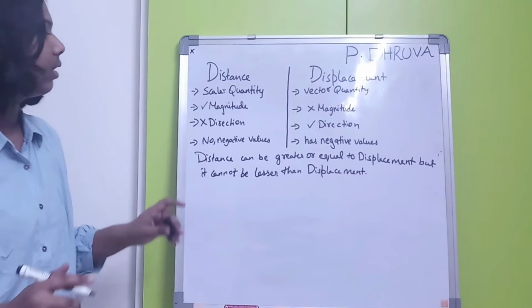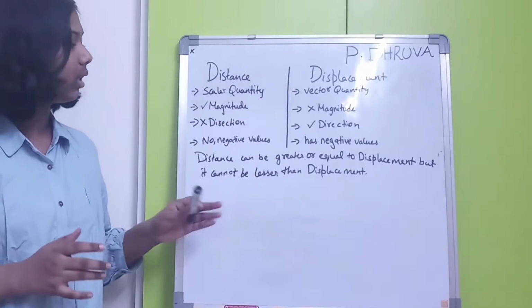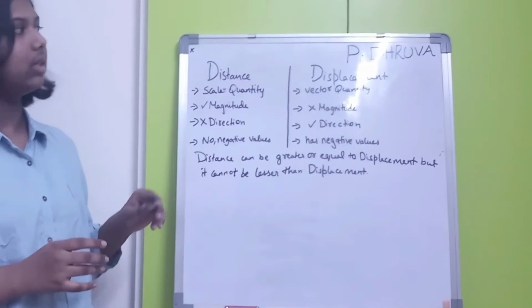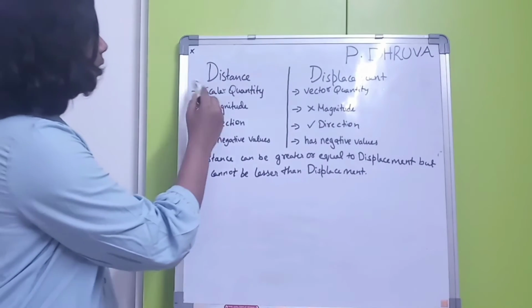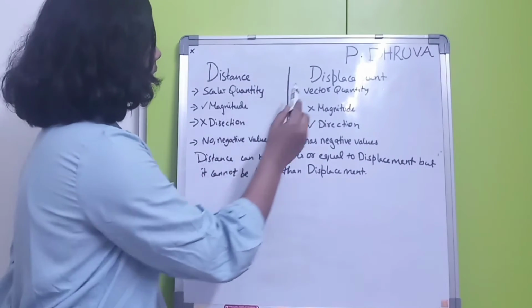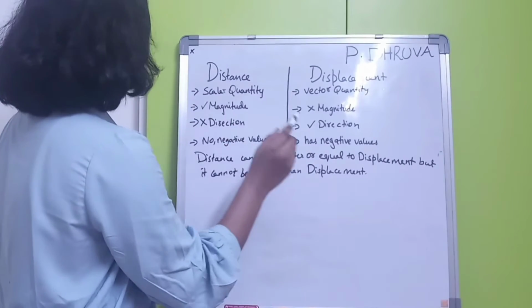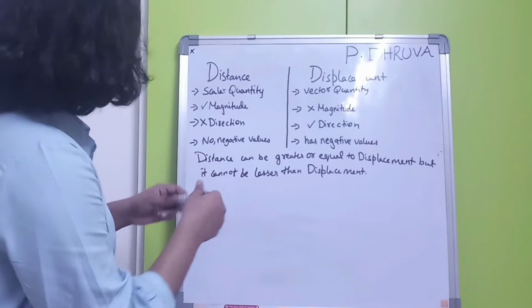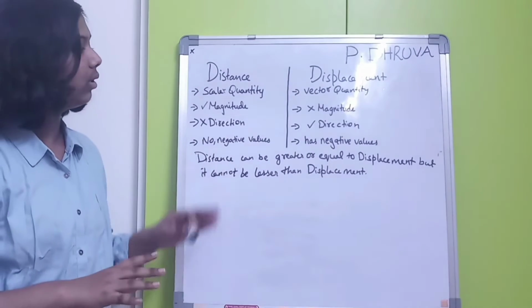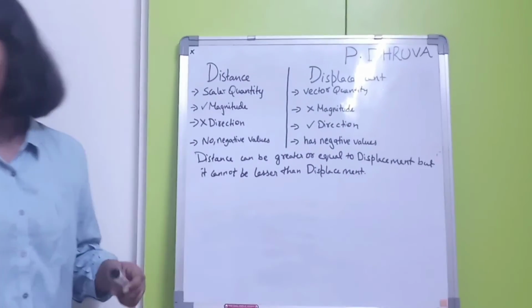So as it is written here, distance can be greater than or equal to displacement, but it cannot be lesser than displacement. So this is how we summarized it. Distance is a scalar quantity, displacement is a vector quantity. Distance has magnitude, displacement has magnitude and direction. Distance has no negative values, displacement has negative values. And distance can be greater than or equal to displacement, but it cannot be lesser than displacement.